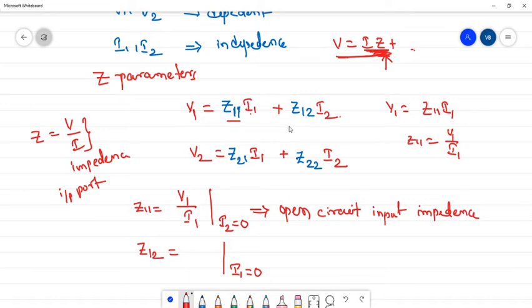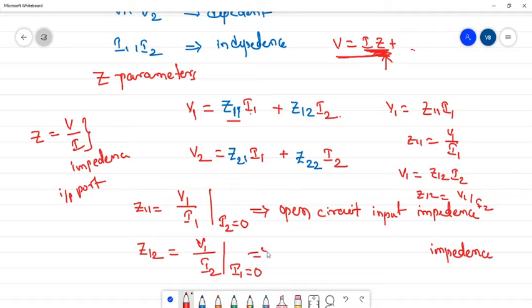When you make I1 as 0, what do you get? V1 is equal to Z12 I2. Then Z12 is equal to V1 by I2. So V1 by I2 is also in the format of V by I, and V by I is nothing but impedance. There is no change, and we are going to calculate in the format of open circuit.